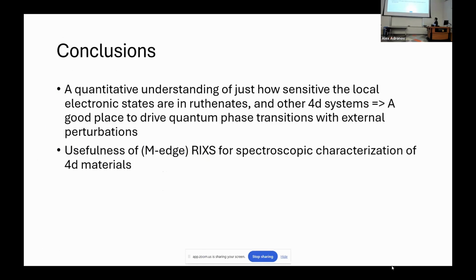So in conclusion, I hope that you now appreciate just how interesting the physics of 4D is, because of how sensitive their local multiplet levels are to perturbations. These make them really beautiful systems to study quantum phase transitions, for example, with external perturbations. But the more important thing, as an experimentalist, that I learned from this work is that RIXS is very powerful to study 4D systems. So with that, I'm happy to take questions.